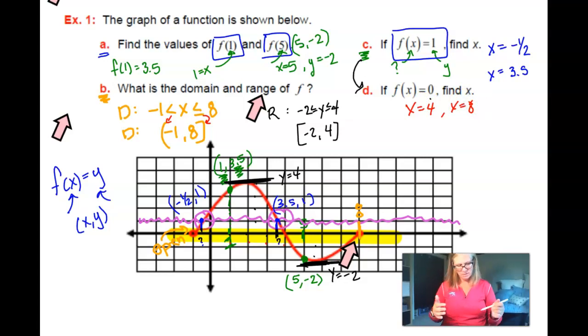Let's move on to the algebra at the bottom of the page here.